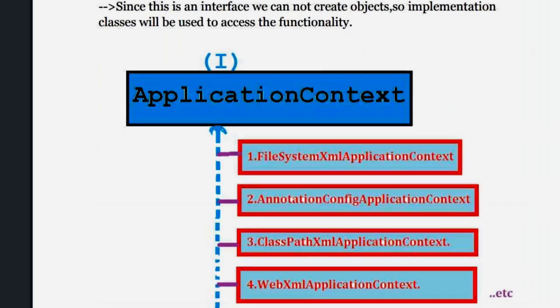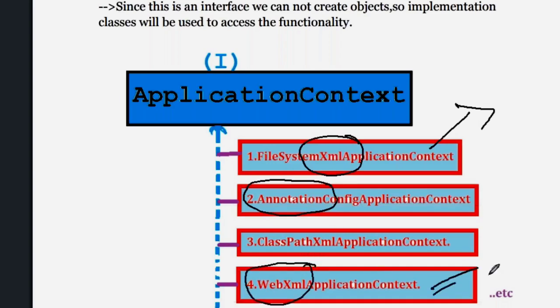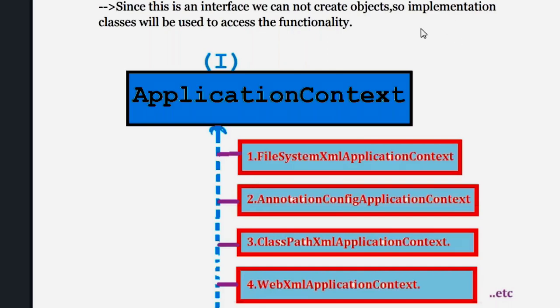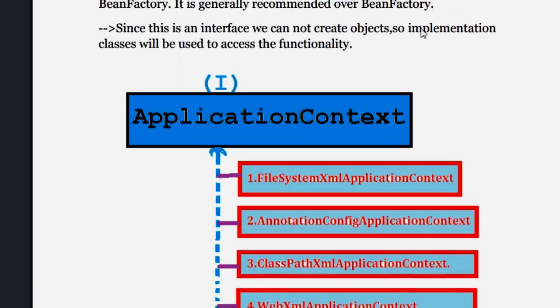If you are going to configure your IOC container by using XML, we will go for FileSystemXmlApplicationContext. If you are going to configure your IOC container by using annotations, we'll go for the annotation config implementation class. Whenever you design any web application, you'll go for these two implementation classes, not the container interfaces. So guys, I hope you got some idea about the containers and their different types, which one we have to use, and what the difference is between these two.